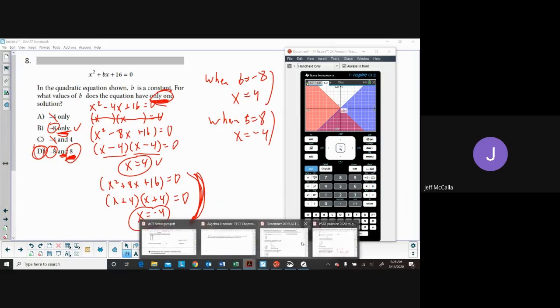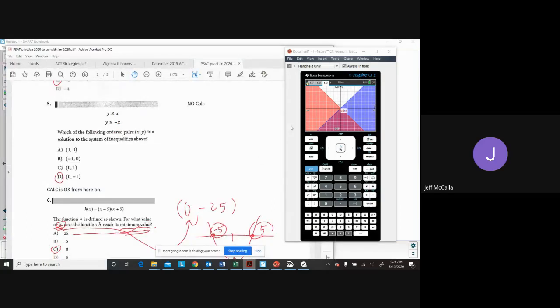When you look at these solutions, 1, 0 is right over here in the purple region. Negative 1, 0 is in that reddish region. 0, 1 is in the white region there. And 0, negative 1 is in that lower triangle. That's the correct answer because it's in the solution region.